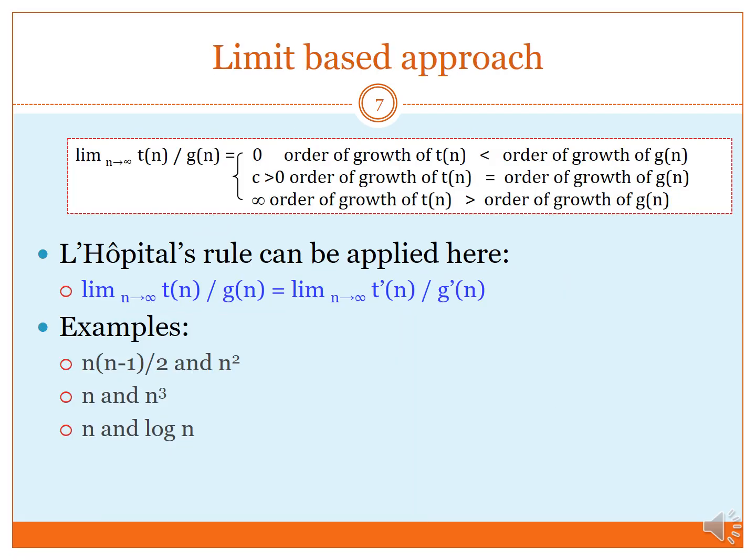Another method of comparing functions is the limit-based approach. We calculate the limit of t of n divided by g of n as n approaches infinity. If the limit is 0, then t of n grows slower than g of n. If the limit is a positive constant, both functions have the same order of growth. If the limit is infinity, t of n grows faster than g of n. Sometimes L'Hopital's rule is used to evaluate these limits. So this approach provides a mathematical way to determine asymptotic complexity.